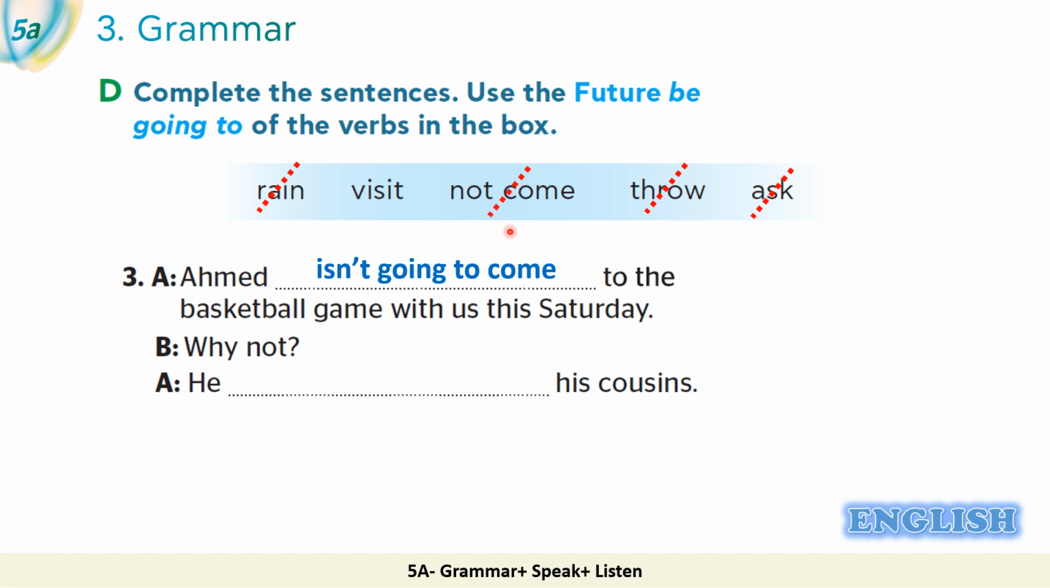And the last verb we have is "visit." What is the correct answer? Well done. He is going to visit his cousins. We use the auxiliary verb "is" because the subject is "he," followed by "going to" and the base form of the verb "visit." And let's cross out the last verb. Well done, everyone.